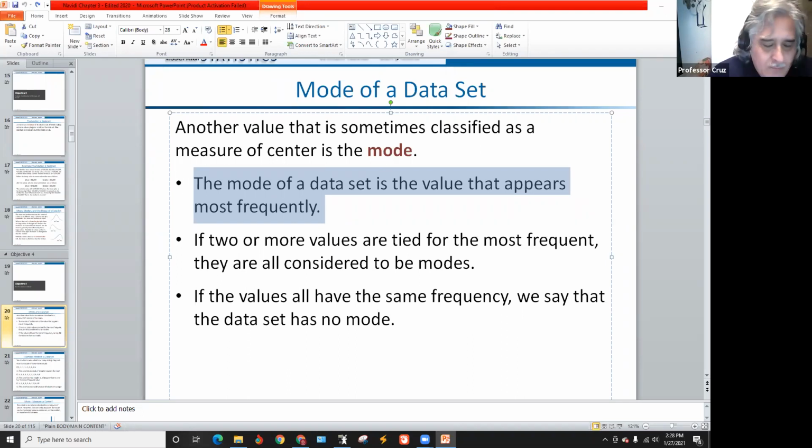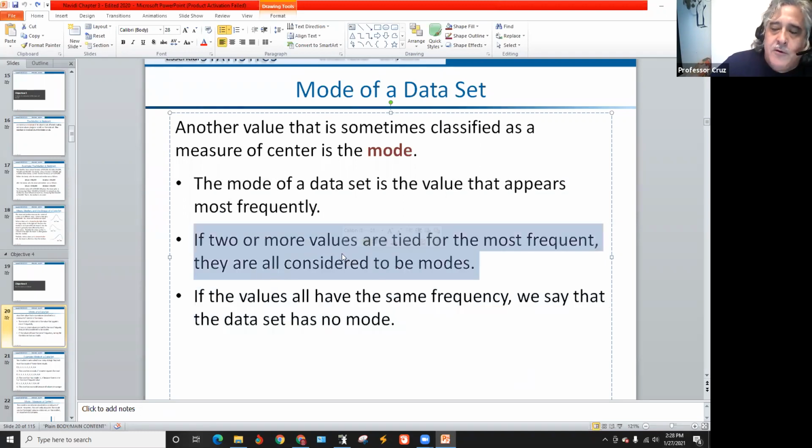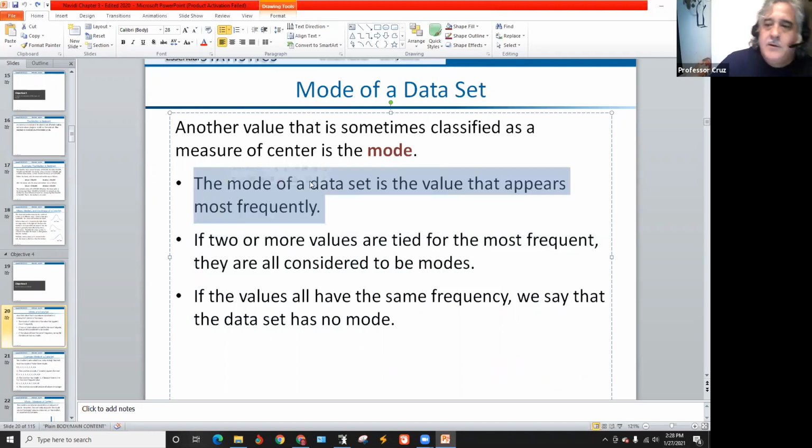And then you could have one of three scenarios. You can have zero modes. So if you have all unique data, then there is no mode. And if two or more values are tied for the most frequent, then you can consider those all modes. So you can have more than one mode, no mode, or one mode. Now, generally, if you've got that symmetric data, then the mode will be right in the center with the mean and the median, and you'll have just one of them.